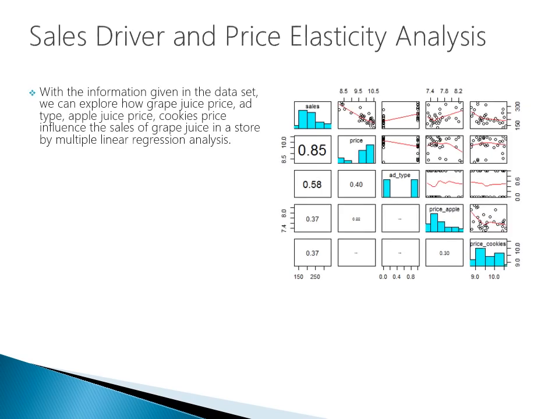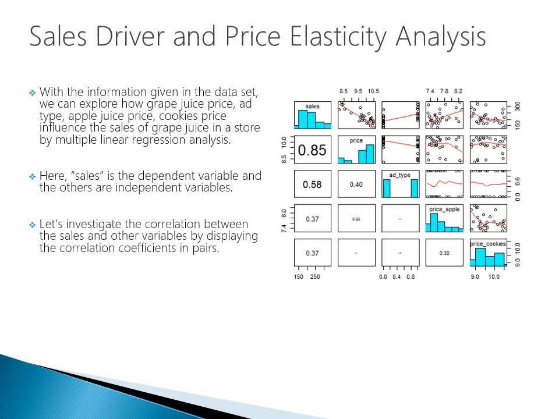Now we're going to spend some time talking about sales driver and price elasticity analysis. With the information given in the data set, we can explore how grape juice price, ad type, apple juice price, and cookies price influence the sales of grape juice in a store by multiple linear regression analysis. Here, sales is the dependent variable and the others are the independent variables.